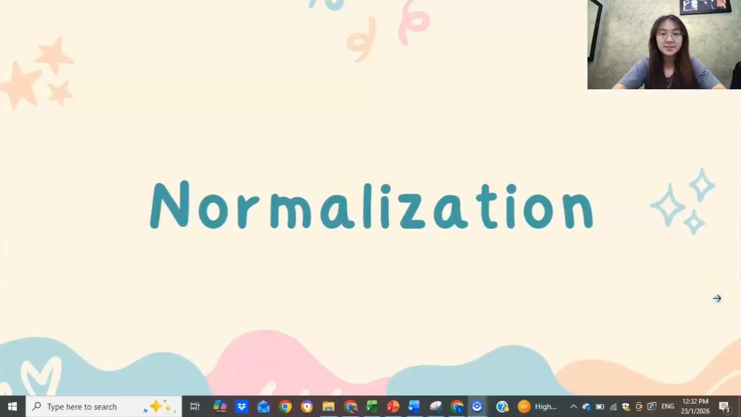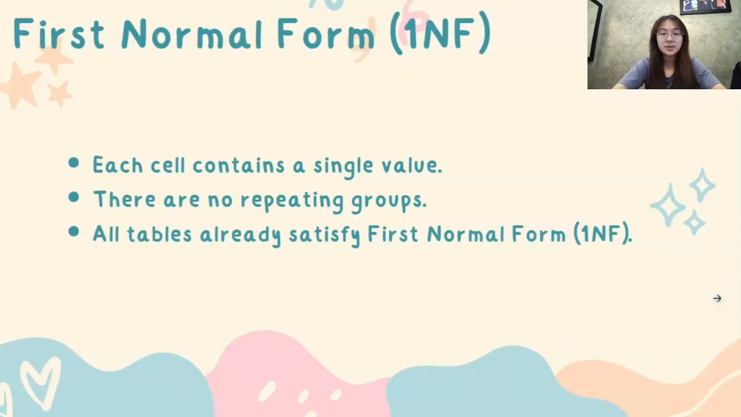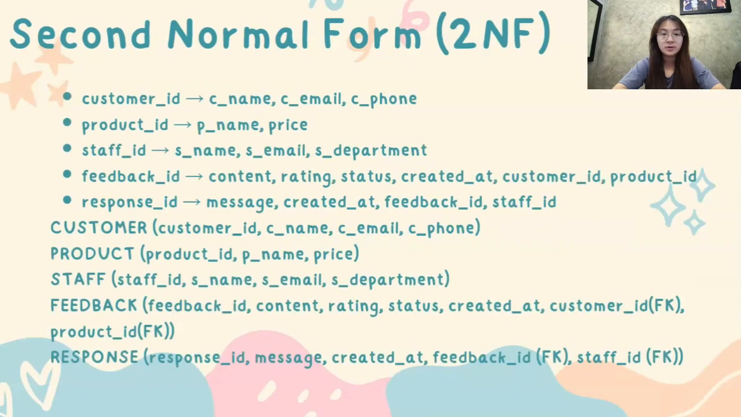Thank you, Hui Ying. Now I will explain the normalization of our database. Normalization is used to organize data efficiently and to reduce redundancy. In this project, our database is normalized up to third normal form. First, in first normal form, all tables contain only single values in each field and there are no repeating groups. Therefore, our tables already satisfy first normal form. Next, in second normal form, no attribute is dependent on only a portion of the primary key. Each entity such as customer, product, staff, feedback, and response has its own primary key, and partial dependency is eliminated, satisfying second normal form.